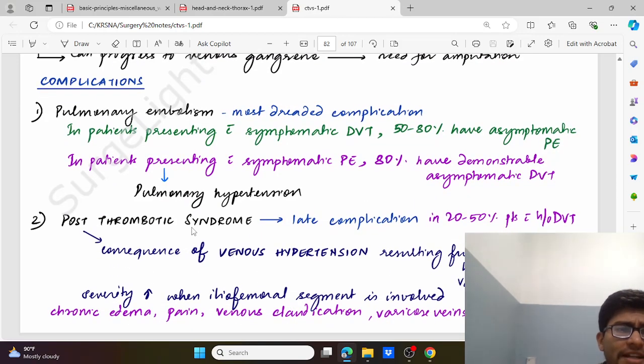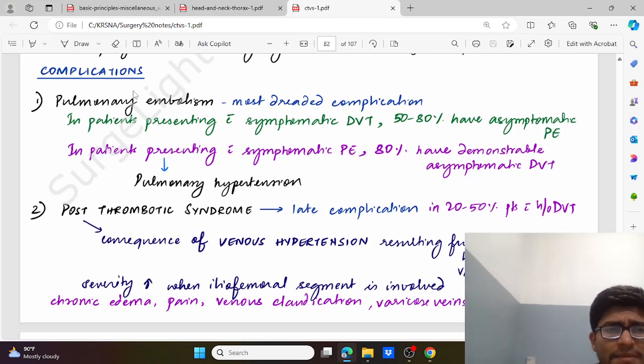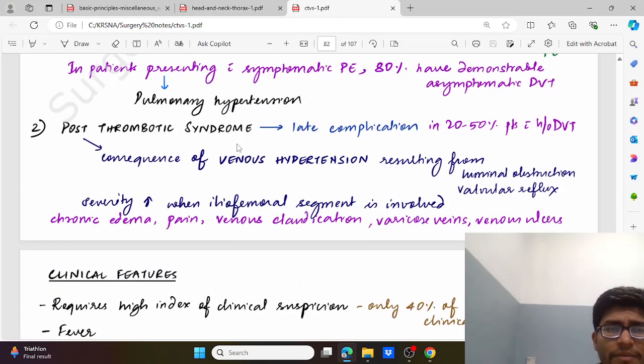Now we will see the complications. The most dreaded is pulmonary embolism, where in patients presenting with symptomatic DVT, around 50 to 80% will have asymptomatic pulmonary embolism. So if the patient has symptomatic DVT, most of them will have asymptomatic pulmonary embolism, and among patients with symptomatic pulmonary embolism, most, that is 80%, will have asymptomatic DVT. So it is very interrelated.